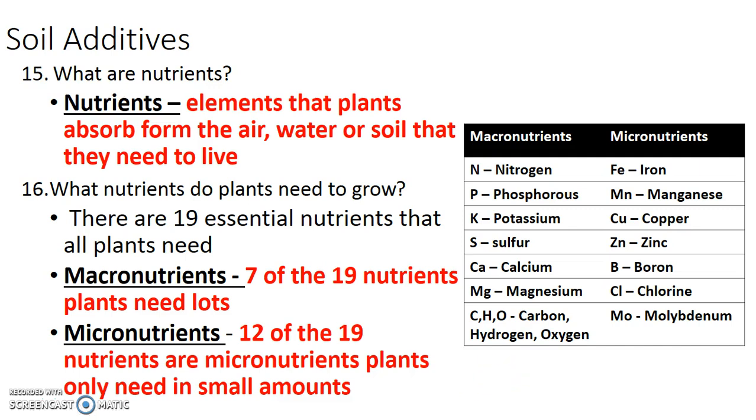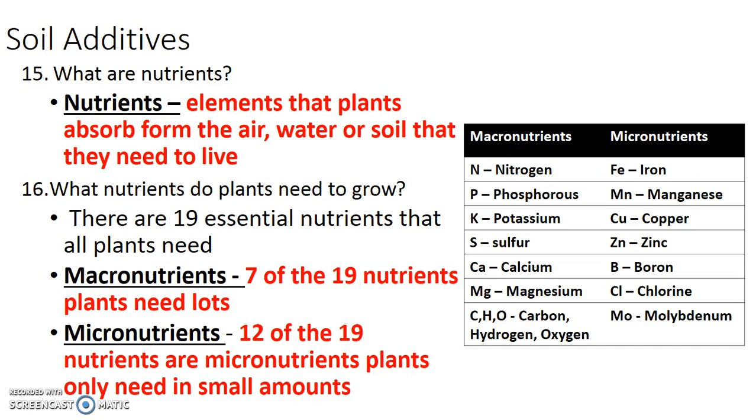Micronutrients are things that plants need, but you don't add them to soil because they only need very small amounts of them. And usually 9 times out of 10, 99 times out of 100, there's enough of them in the soil already. Stuff like iron or copper or zinc. You wouldn't add these to the soil. They would just naturally be there.